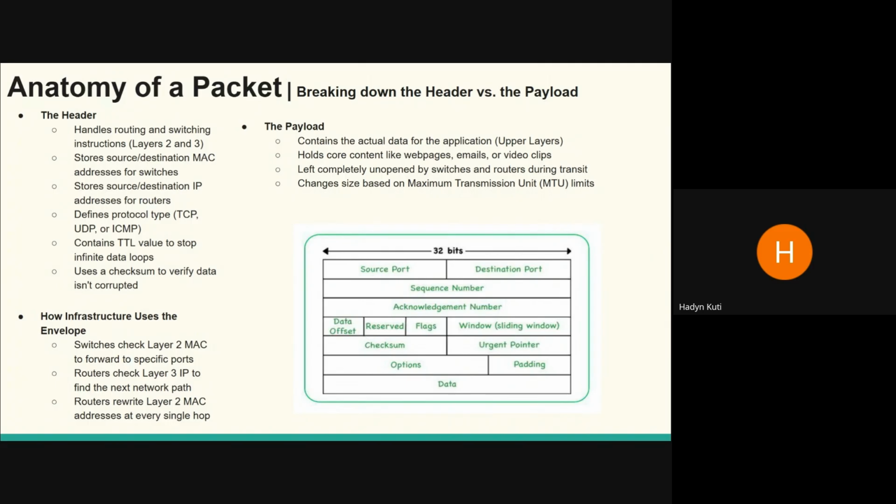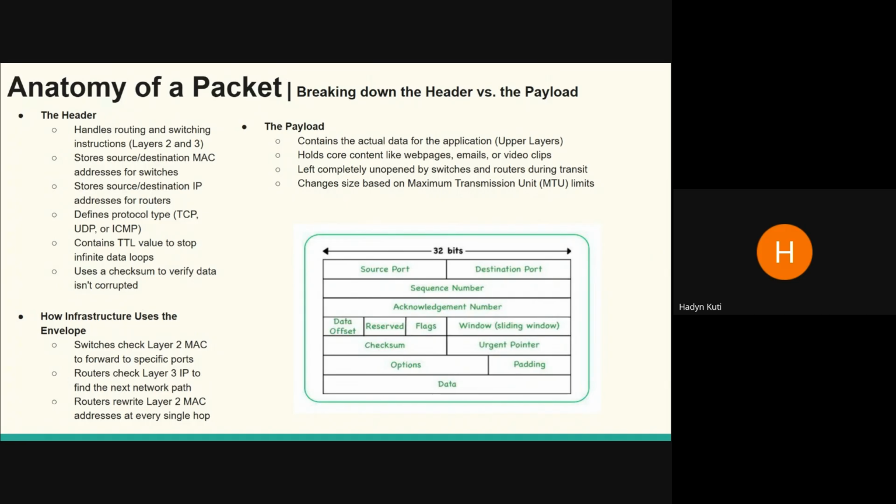Defines the protocol type to identify the traffic as TCP, UDP, or ICMP. This flag tells the receiving device exactly what kind of tracking rules are being used and how to handle the data once it arrives. It features a TTL value to prevent infinite data loops. This is a counter that kicks down 1 every time the packet passes through a router, automatically destroying the packet if it gets stuck traveling in circles.